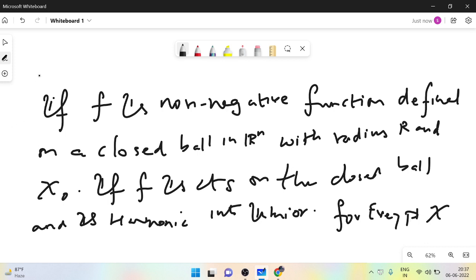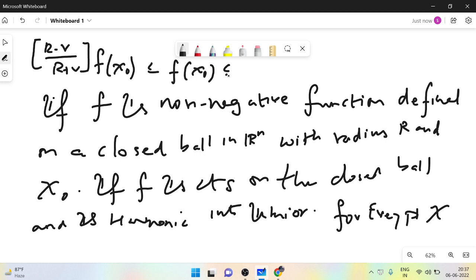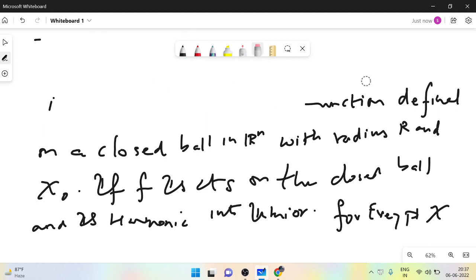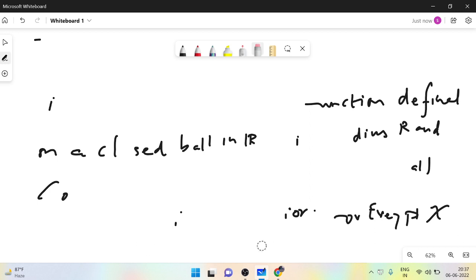this inequality is satisfied. So basically (R minus r) by (R plus r) times f of x naught is less than or equal to f of x, which is less than or equal to (R plus r) by (R minus r) times f of x naught. So this is Harnack's inequality. I have written down the inequality properly in the notes. If you have doubts, you can always WhatsApp me.